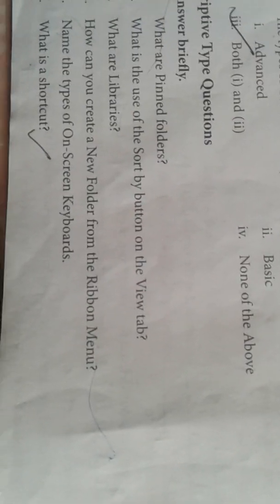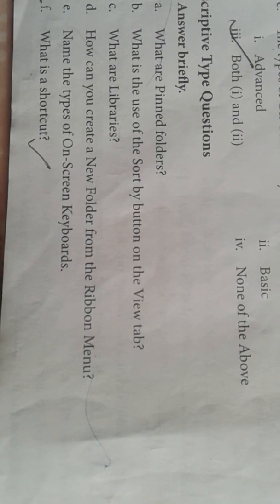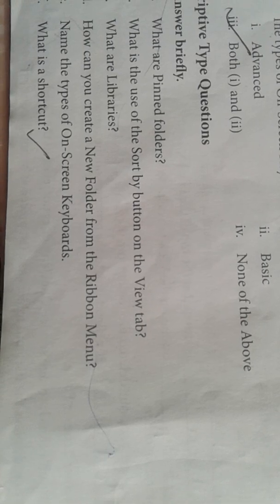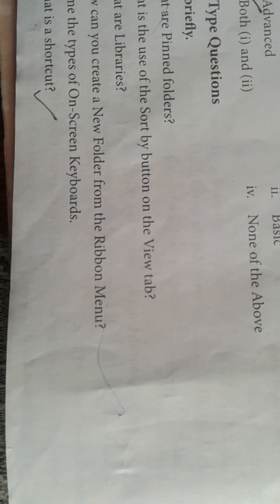So again I am going to repeat this one. What is the use of the sort by button on the view tab? The sort by button arranges the files and folders in various options. The options are like you can arrange the files and folders according to their size. The files and folders display as per the selection mode in the sort by menu. The folders can be displayed in ascending or descending order of the file or folder name.